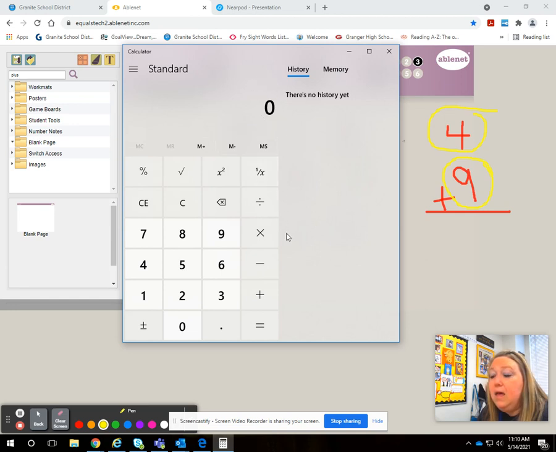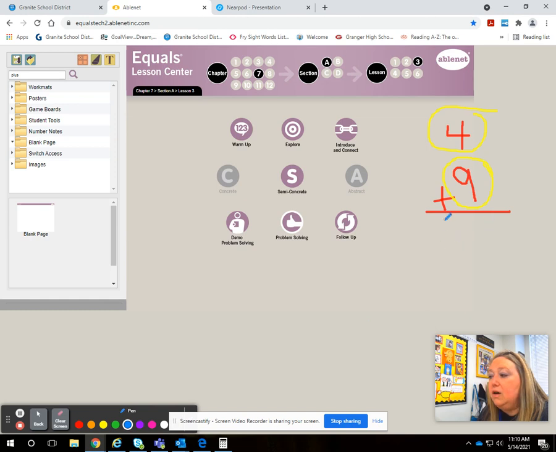Okay, then we're going to click on the button 4. We're going to find the plus sign, which is right here, plus, then we're going to find the 9, 9 equals 13. So we found our number. Our correct number is 13. That's the sum or the total, okay? So we have 13. 4 plus 9 is 13.